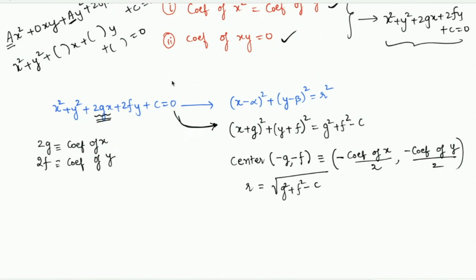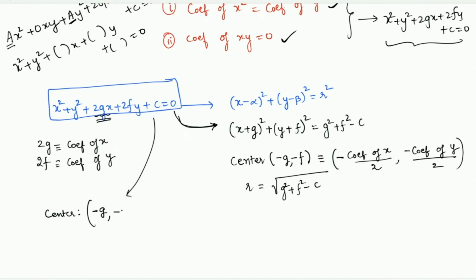Suppose this equation is given, we know that we are dealing with a circle. To find the center and radius, we need not complete the square every time. We are directly memorizing the result. For this, what is the center? Minus x coefficient by 2. The x coefficient is 2g divided by 2, minus g. The y coordinate will be minus y coefficient by 2, minus f.